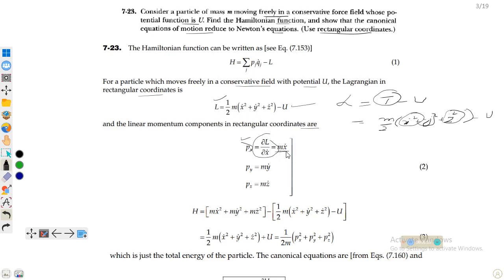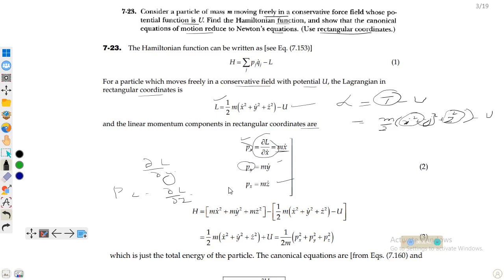When we take the derivative of this Lagrangian with respect to x dot, it will give us m x dot. And similarly, p_y will be equal to partial L over partial y dot, so it will give us m y dot. Similarly, p_z will be equal to m z dot, because p_z will be equal to partial L over partial z dot.